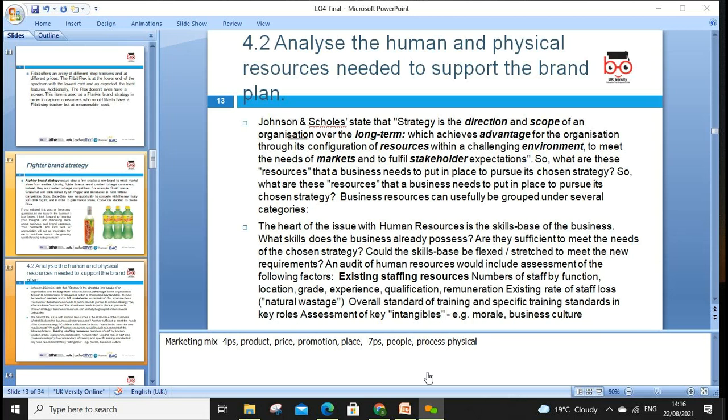Human resource management is about the strategy, direction, scope, and long-term advantage to the organization, the configuration of the resources with the environment, meeting the stakeholder needs, so existing staffing resources and the number of staff functions. So is new staff required, and what type of skills and ability are required to be achieved? If you want to launch a new brand, you need new staffing for it, so you need to think about what sort of skills will be required. Otherwise, the existing staff can be used.